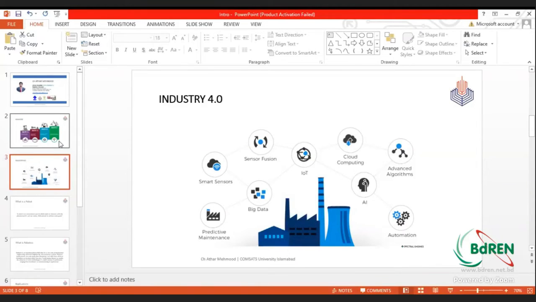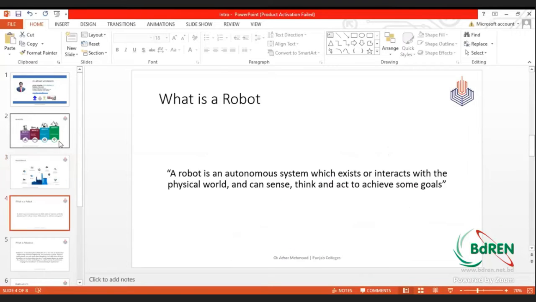All these are very important, and these technologies are playing a very important role in developing advanced robots, right? So first of all, it's a very simple question and a very simple answer. What is a robot? A robot is an autonomous system which exists in or interacts with the physical world and can sense, think, and act to achieve some goals, right?